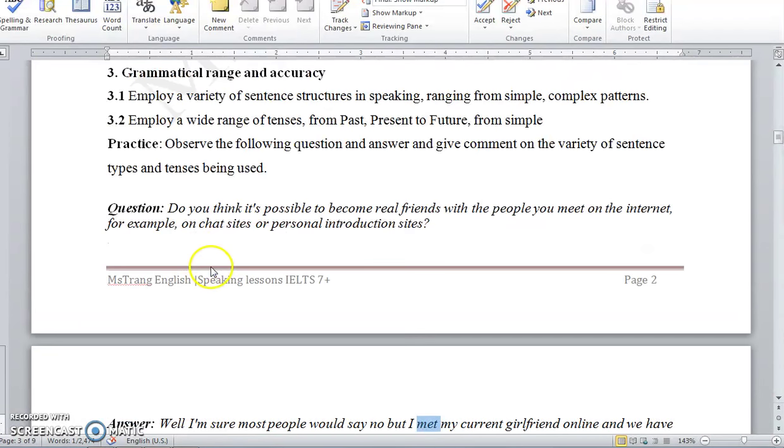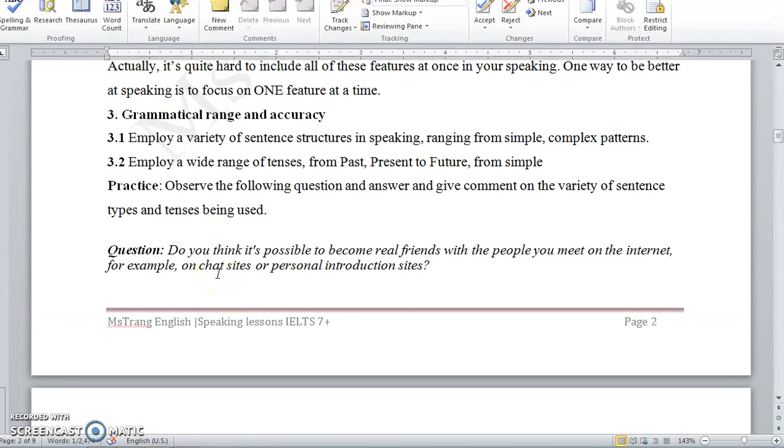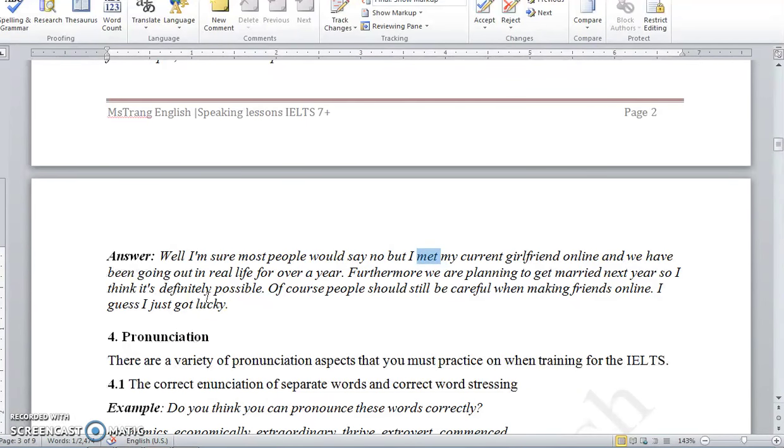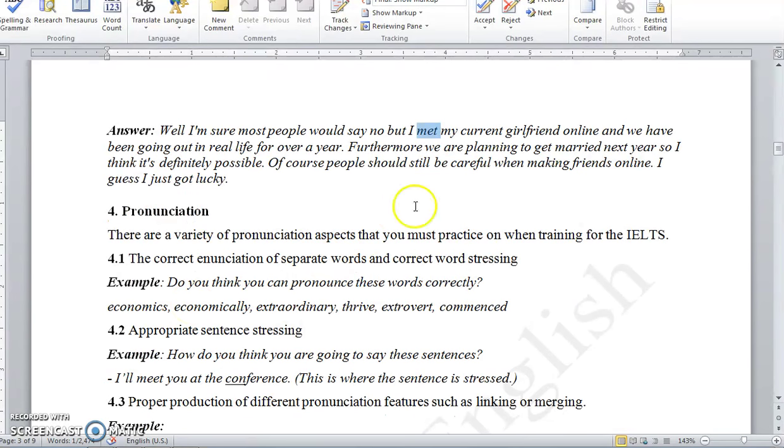For example, look at a question. Do you think it's possible to become real friends with the people you meet on the internet? For example, on chat sites or personal interaction sites. So look at the answer and see how many tenses you can find right here. You can see when you say "I'm sure," this is simple present. When you say "but I met," this is simple past. When I say "people would say," "would" is not the past, not the present, not the future, but a hypothesis, something you suppose, something you imagine to happen.